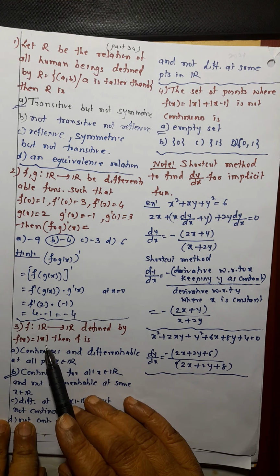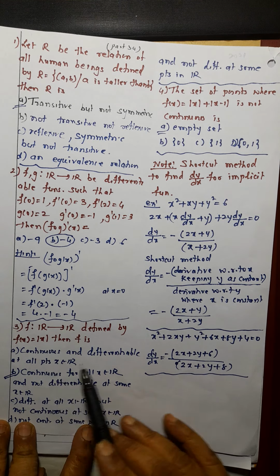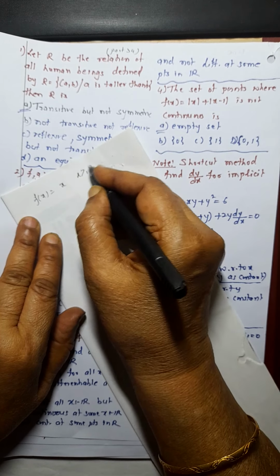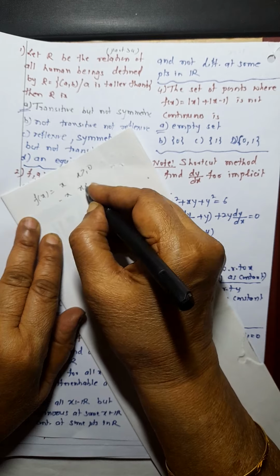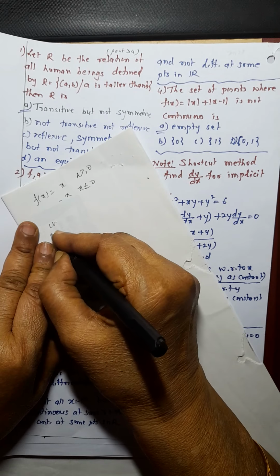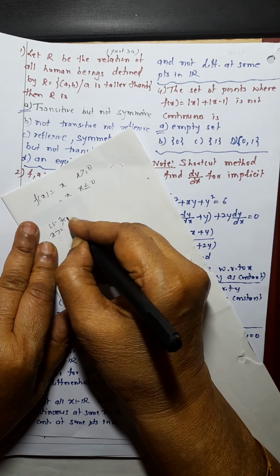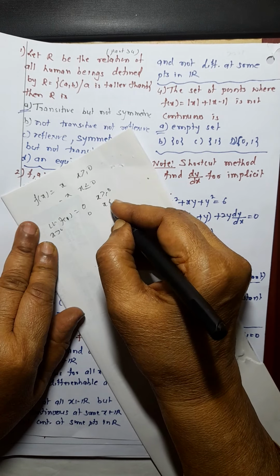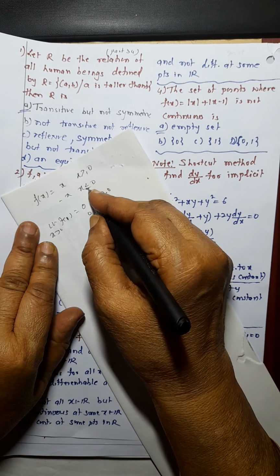f(x) is defined as modulus of x, where f is continuous and differentiable. We have to see. We have proved it already. f(x) equals mod x means f(x) is equal to x if x is greater than or equal to 0, and minus x if x is less than or equal to 0. So the limit as x tends to 0 of f(x), if you take both sides, it will be 0 for x greater than or equal to 0 and less than 0 also. So it is continuous.